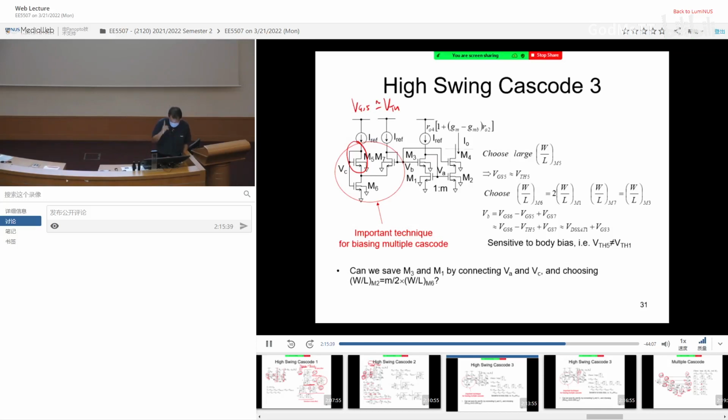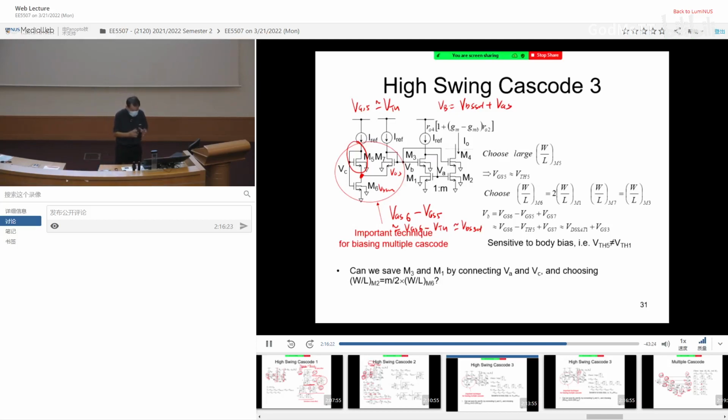Agree? Then what is this point? This point is VGS6 minus VGS5, which is approximately VGS6 minus VTH. Agree? What is VGS minus VTH? VDS set, isn't it? So if this is VDS set, then this gives you VGS, right? Which is exactly what you want. VB equals VDS set plus VGS, right?